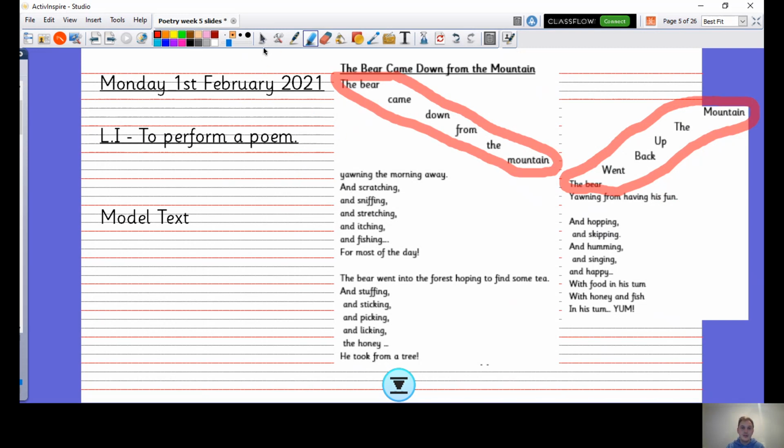Okay, and again, we have got some lovely rhyming words. We've got away and day, tea and tree, fun in his tum, and yum. Can you spot any more?